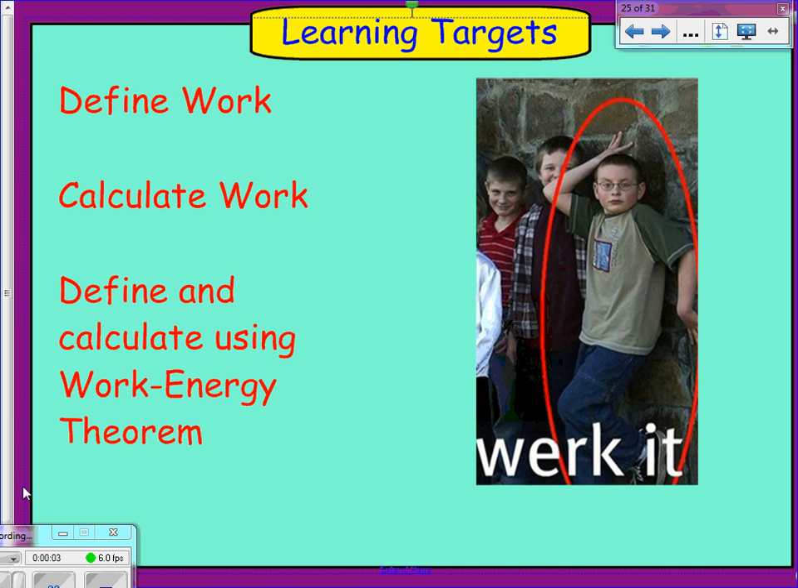In this video lesson, we're going to talk about the concept of work. Work is going to be the last set of notes that we talk about for Unit 7. In this video lesson, we're going to define what work is, we're going to be able to calculate work, and we're also going to define and calculate using the work-energy theorem. So let's go ahead and get started.